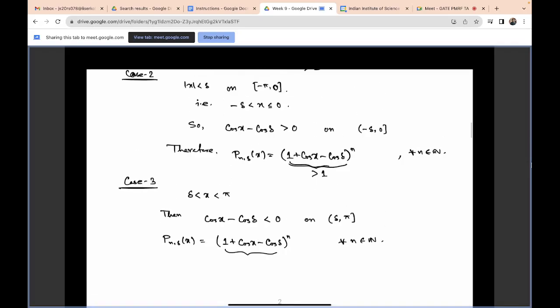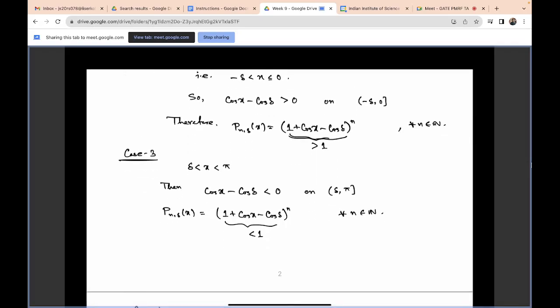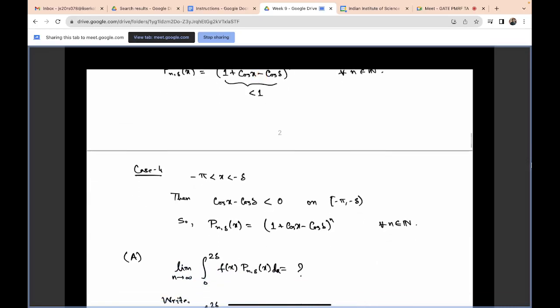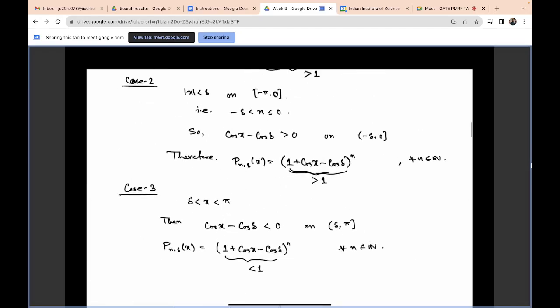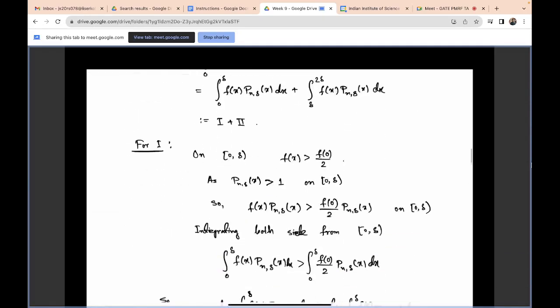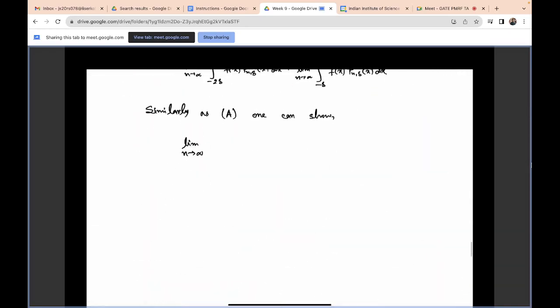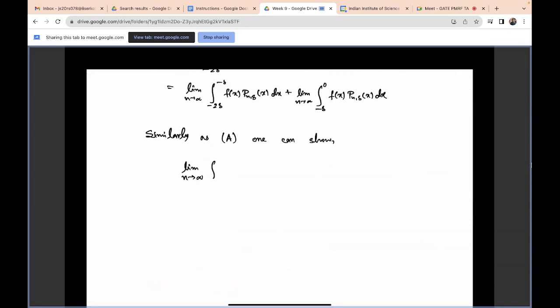Sorry, yes, this is less than 1 and also this is less than 1, because the inner quantity needs to be less than 1 so that it goes to 0. For minus infinity to minus delta... for minus delta to 0, because this is bigger than 1 inside, as limit n tends to infinity, again this will go to infinity. So this part, minus infinity to 0, will again go to infinity: the integral of f(x) p_n,delta(x) dx will again be infinity.